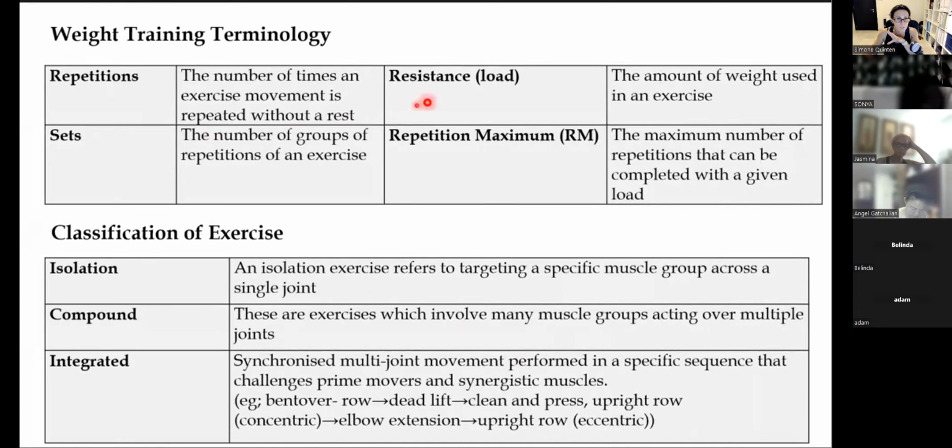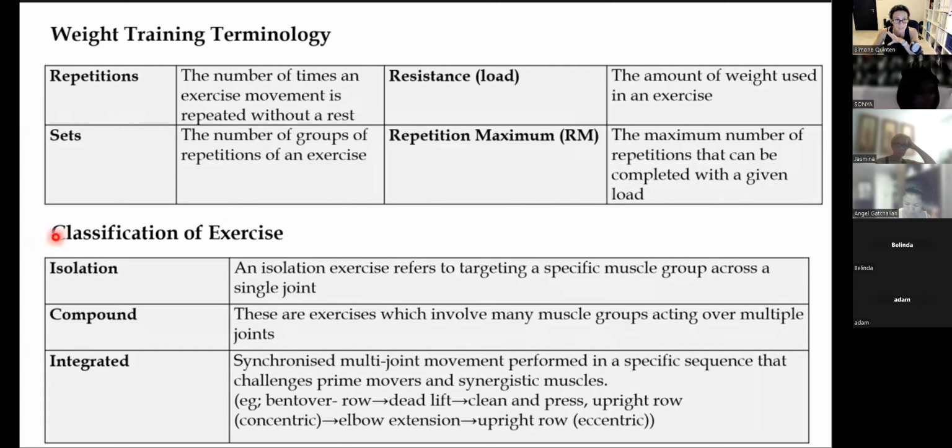Then I think this is pretty straightforward. We know we have reps, we have sets, we have the load, and we have the maximum repetition. Yeah. Do we need to go through this, or is this one clear? I think this is clear. Yeah. What it means. Okay.